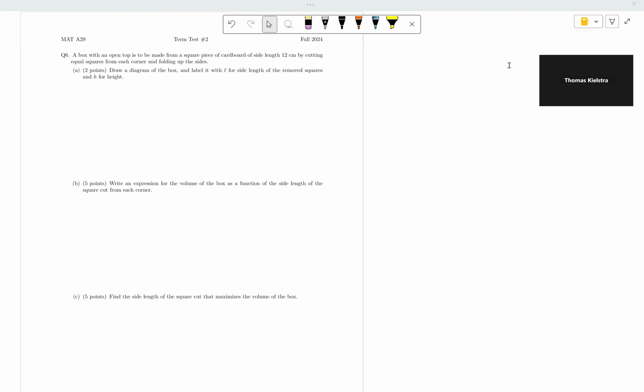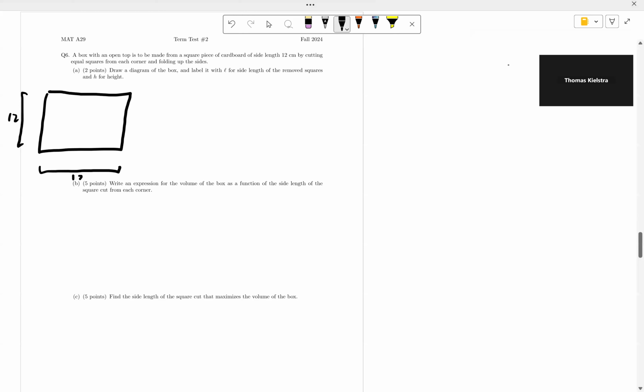So, I'm going to redo question six as I realized there was a mislabeling that I did. Here we're given an open top box made from a square piece of cardboard with side length 12 by cutting equal squares from the corners and folding up. So I'm going to start with this size 12 square, and we cut some corners out of it.